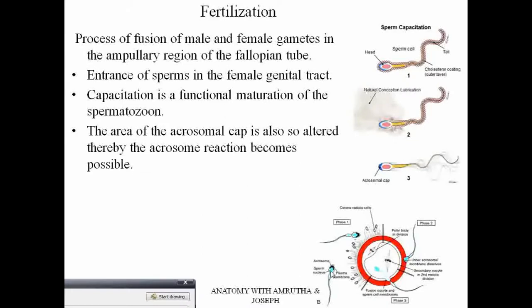So the sperm reaches near the ovum. It is trying to pierce the corona radiata of the ovum and penetrating the zona pellucida, fusing with the cell membrane of the ovum, and the nucleus is thrown into the ovum, and that's called fertilization, where the female and the male gamete fuses.